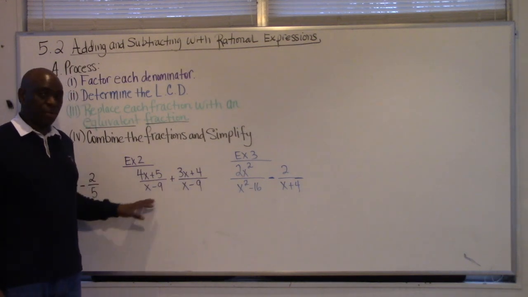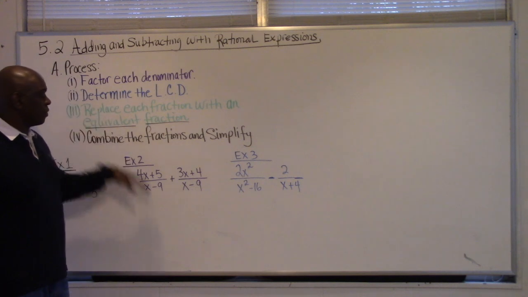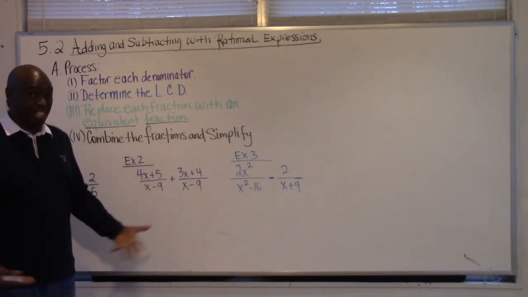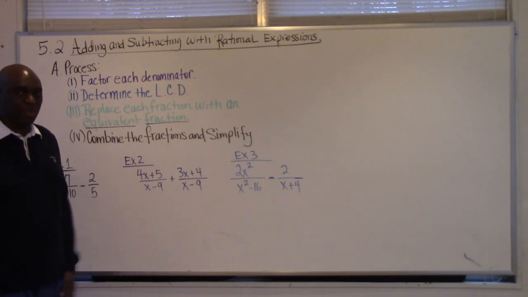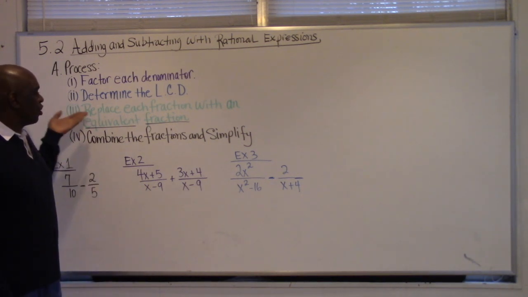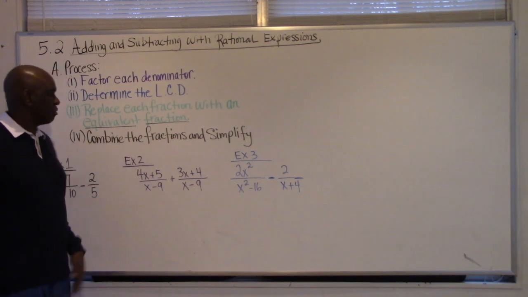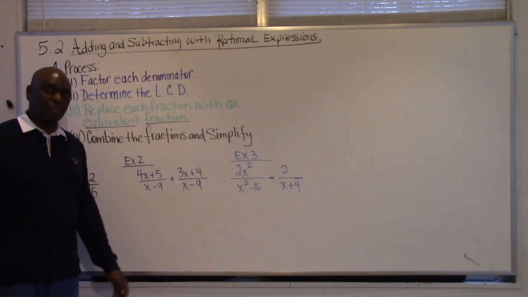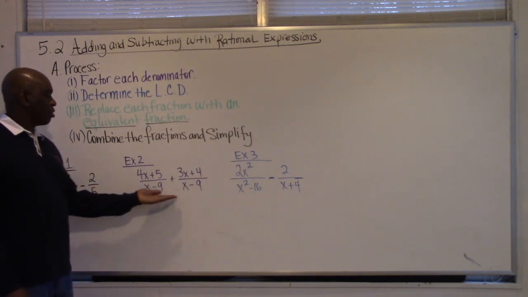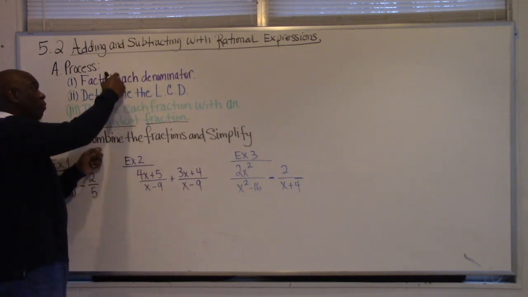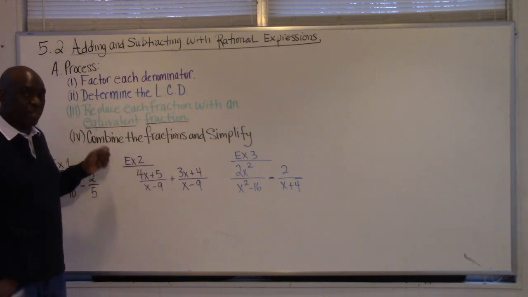Factor each denominator. Already factored. Determine the least common multiple. Well, x minus 9 is its own least common multiple. It's x minus 9. Replace each fraction with an equivalent fraction. Don't need one. Combine the fractions and simplify. For this example, all we have to do is step 4, because steps 1, 2, and 3 are already satisfied.